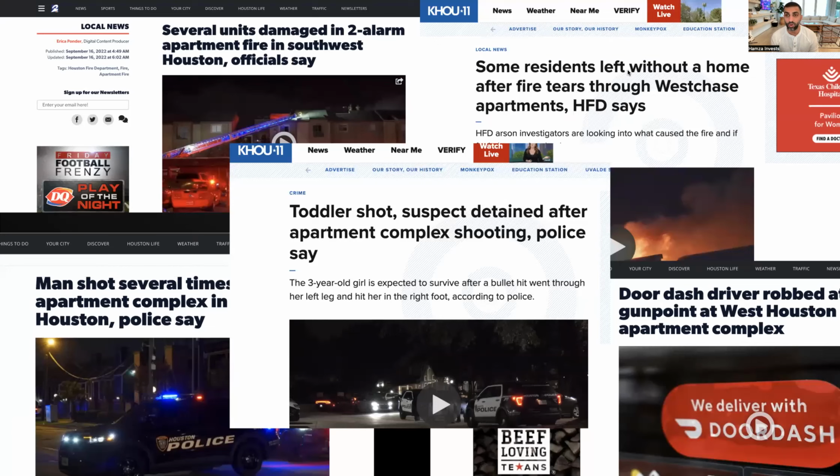There's another article here. Some residents left without a home after a fire in West Chase, Houston. Man shot several times. Now I can tell you once again, once your portfolio becomes large enough, these are all issues that you will have. And it doesn't really matter what class of apartment complexes you own. All people have these types of issues. And you are dealing with these people. You are giving them safe haven in your properties. You are allowing them to live there. And at the end of the day, even though you verify, even though you might do a background check, even though you do these types of things, you really don't know the type of issues that are going to come up.